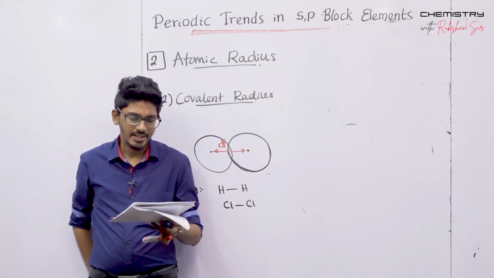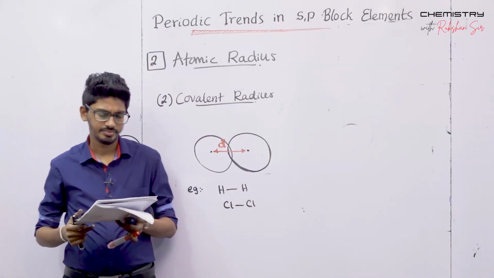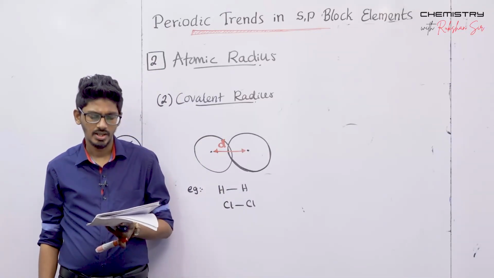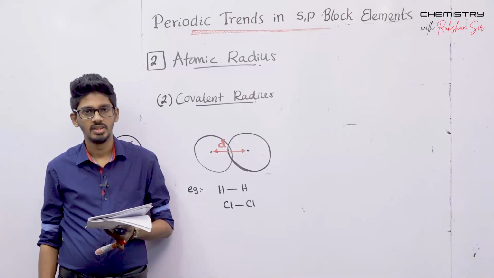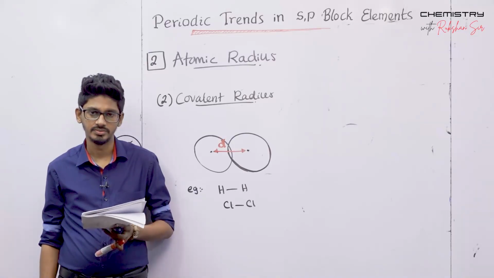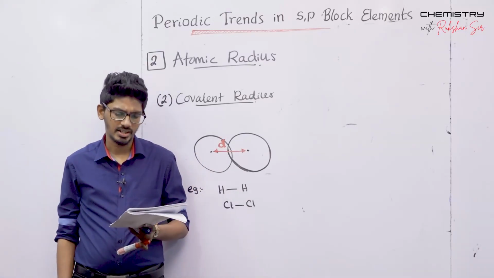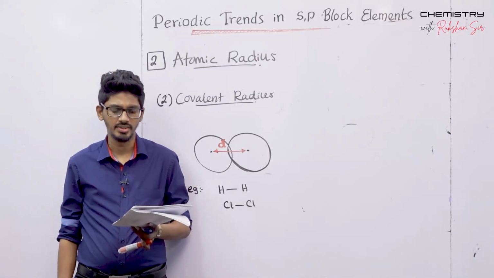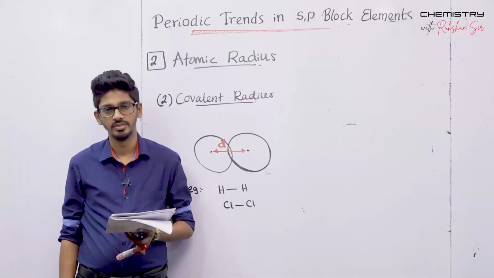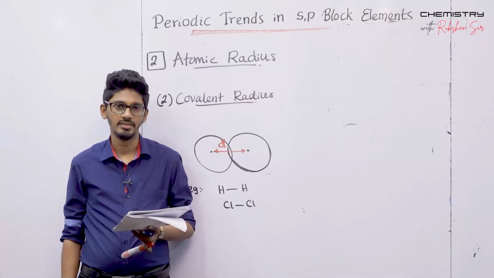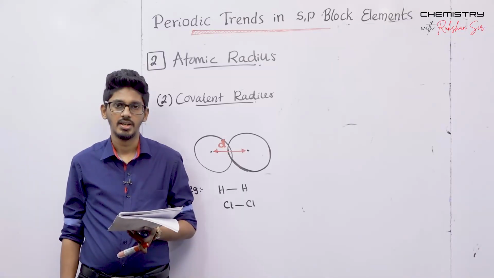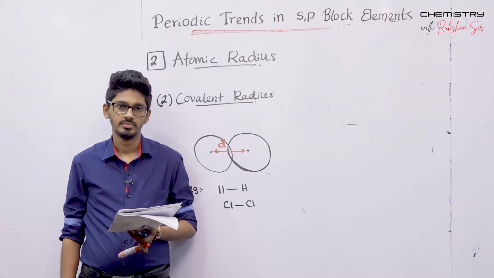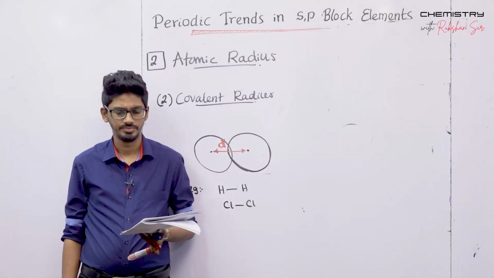Just write this here, right? A chemical bond is the attractive interaction between any two adjacent atoms in a molecule. Right?